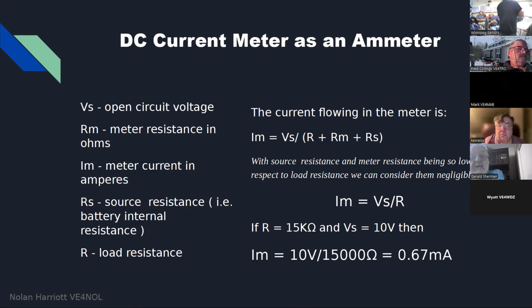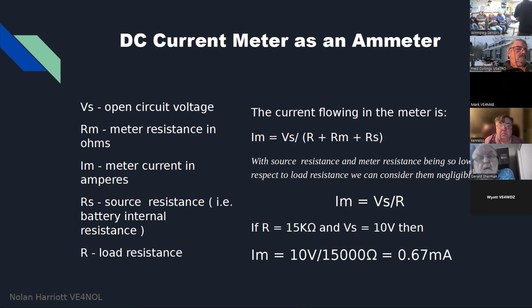A DC current meter as an ammeter. I just jotted down some basic descriptions of these values for the schematics. VS is your open circuit voltage. RM is the internal meter resistance. IM is the current through your meter in amps. RS is your source resistance, i.e. the battery's internal resistance, and then R is your load resistance.